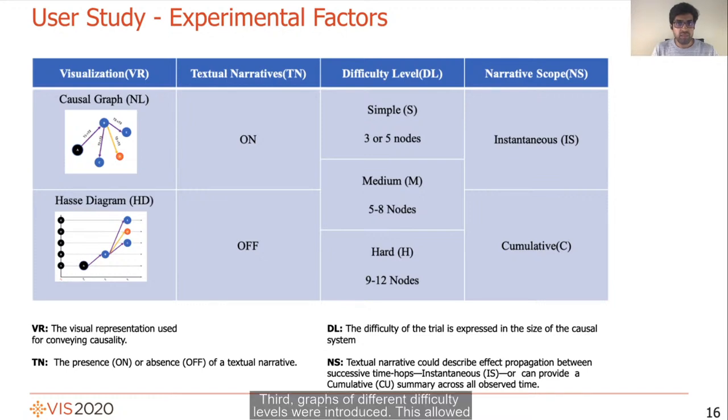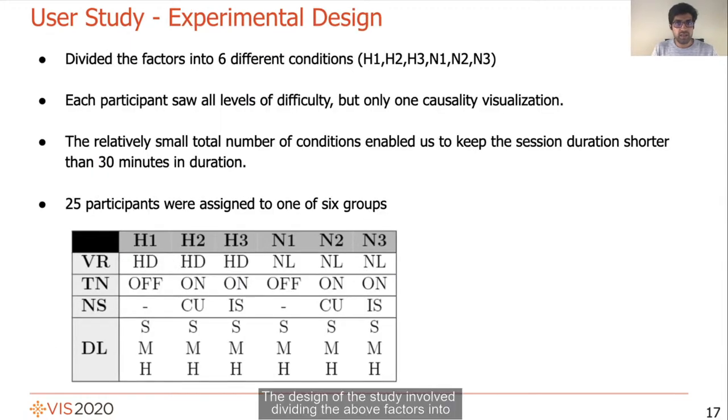Third, graphs of different difficulty levels were introduced. This allowed us to measure how the effectiveness of the narrative scaled with the difficulty of the graphs. And lastly, we also tried out two different scopes of narratives. One gave an instantaneous account of cause-effect relationships, and the other gave a holistic overview of impacts across the entire timestamp. The design of the study involved dividing the above factors into six different conditions, H1 to H3 and N1 to N3, as shown in this table.